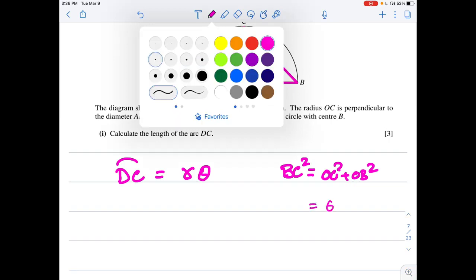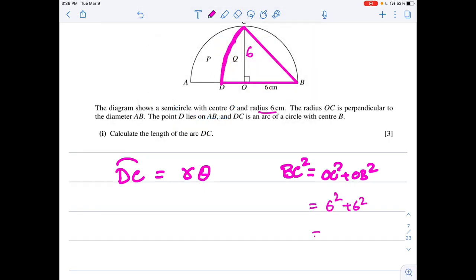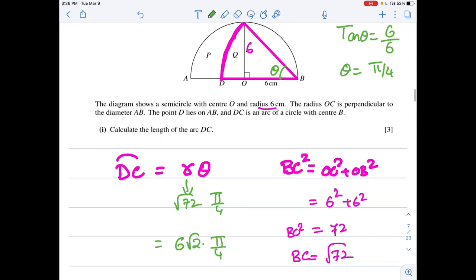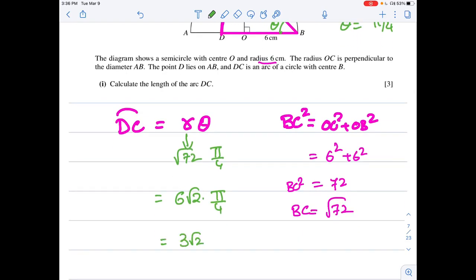So that is equal to 6 square plus 6 square, which is 72. So BC square, so BC is equal to square root of 72. So I got the radius as root 72. Now theta. I use tan theta. Tan theta is equal to 6 upon 6, so theta is equal to tan inverse 1, which is pi by 4. So I get pi by 4. So this is 6 root 2 times pi upon 4. So this becomes 3 root 2 pi by 2. That is the length of the arc, in centimeters.